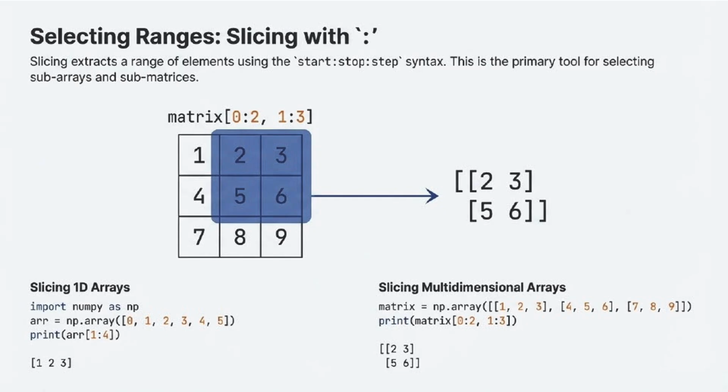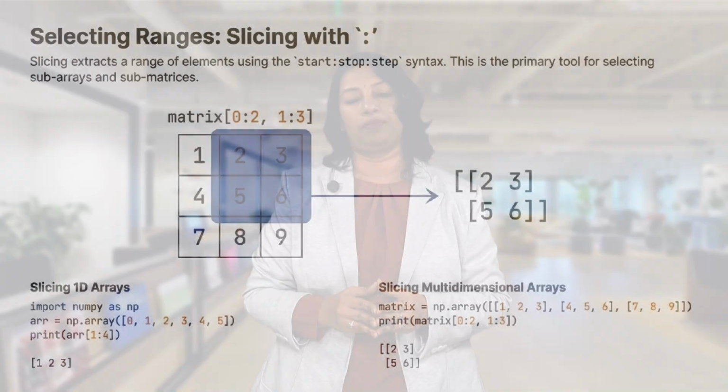In a two-dimensional array, matrix[0:2, 1:3] means select rows 0 and 1 and columns 1 and 2. So it chooses the array 2, 3, 5, 6. Slicing helps to extract useful parts of data quickly without writing extra loops.